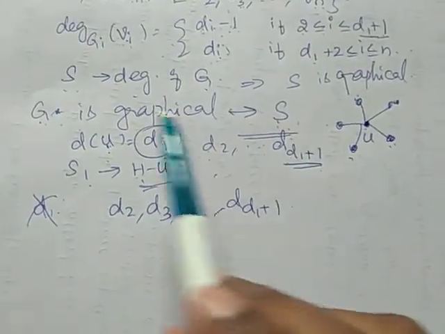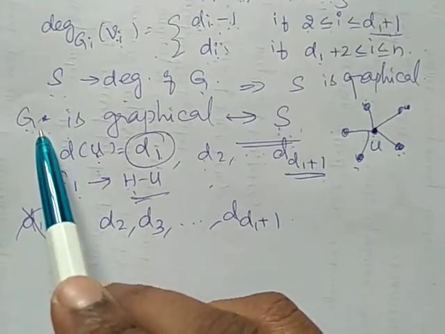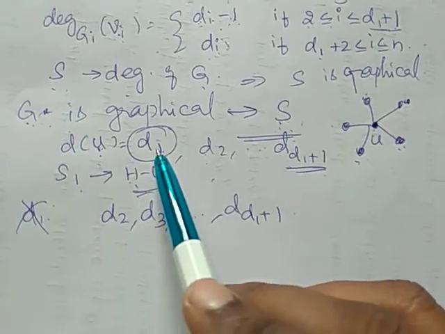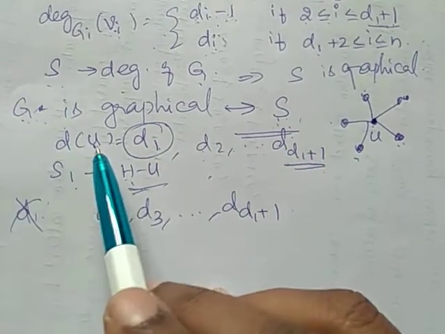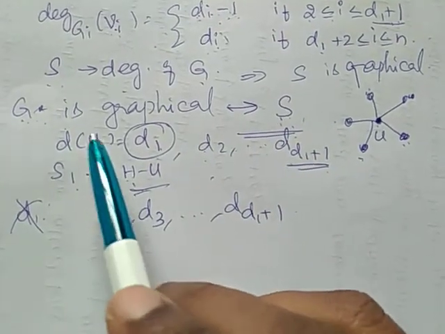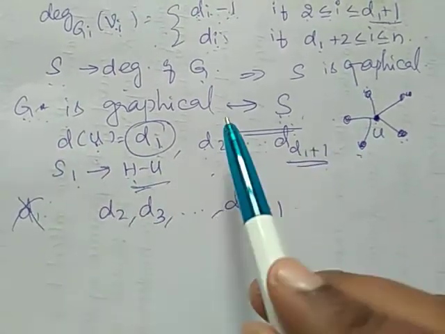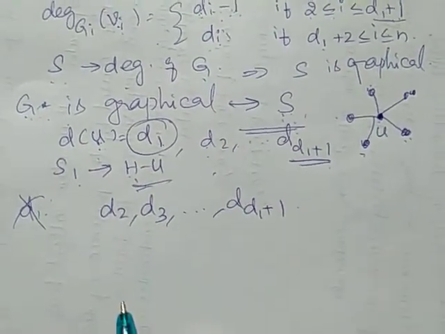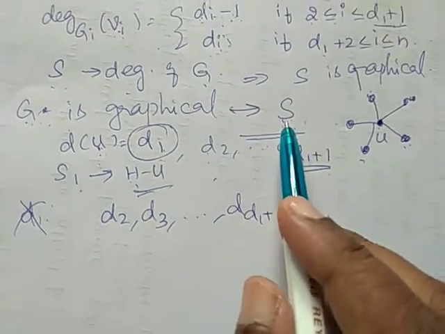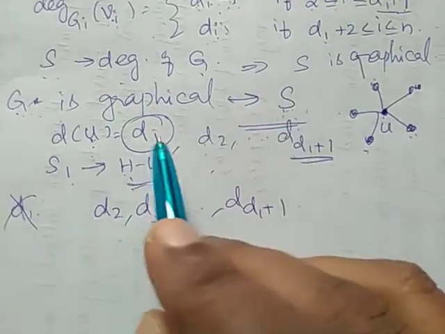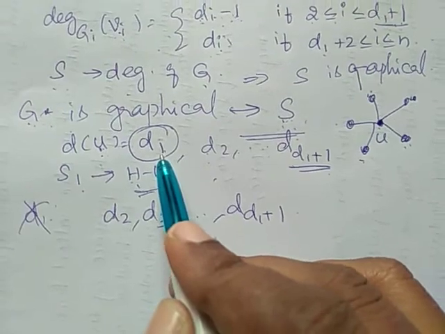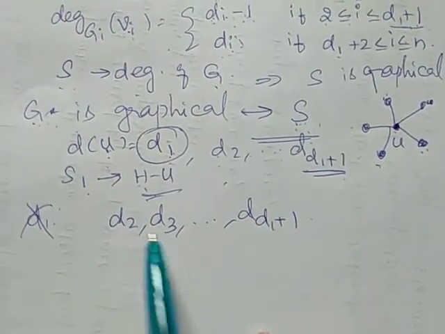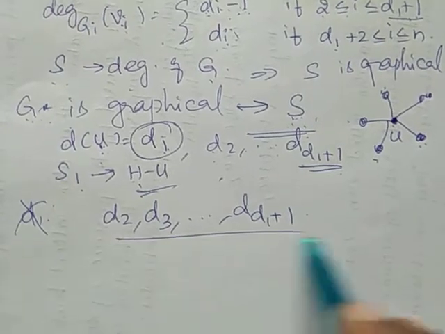According to our data, there does not exist any graph G with a sequence S containing D1, D2, D3, etc., with a vertex U. This is our data. As a contradiction, I am assuming there is no graph with degree sequence S containing a vertex U with degree D1 and adjacent to the vertices of degree D2, D3, D4, etc. This we are having.